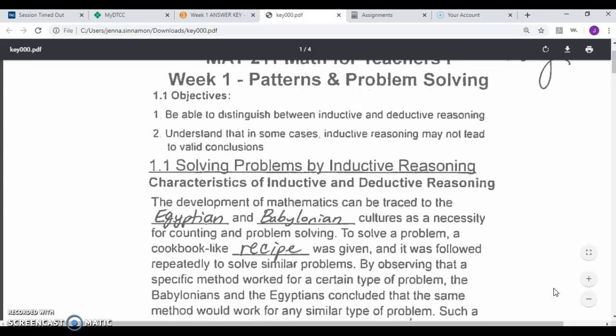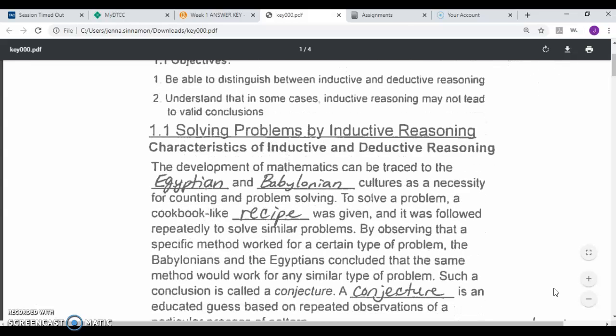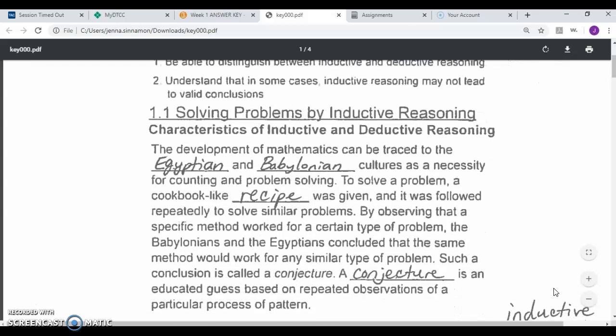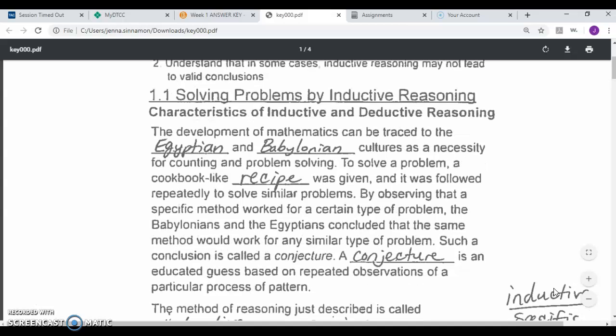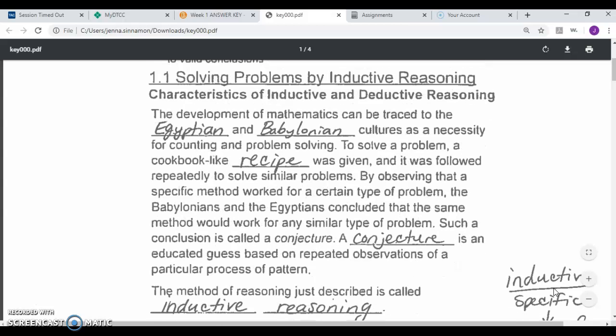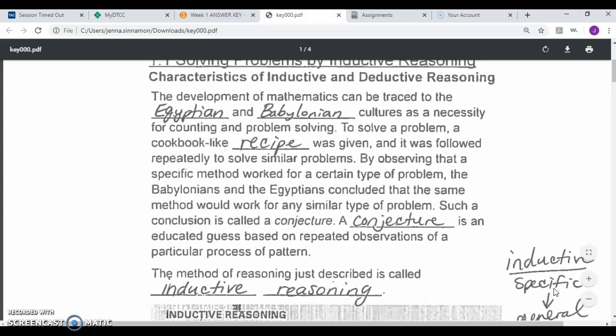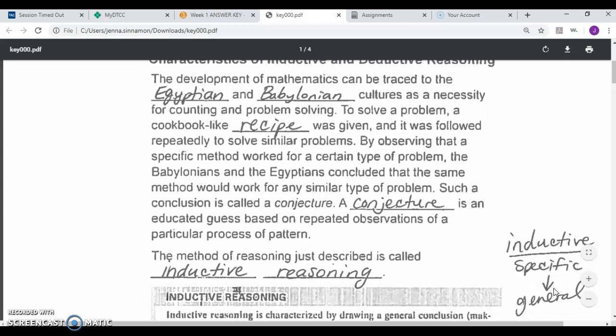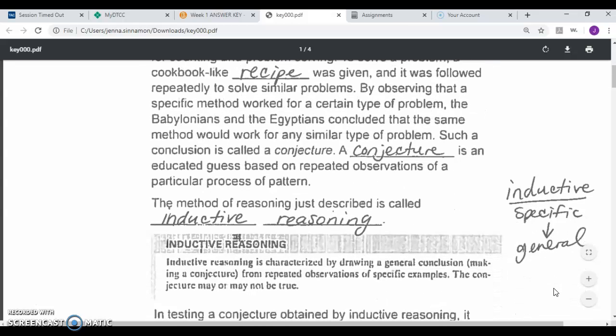So pretty much math has been around forever. Math can go back to the Egyptian and Babylonian cultures. It's been around since civilization started. And pretty much to solve a problem, everything is a recipe. There's a template. We make observations of things taking place, and then we develop conjectures, kind of like in science class where you make a hypothesis. So a conjecture is an educated guess based on repeated observations of a process or a pattern.